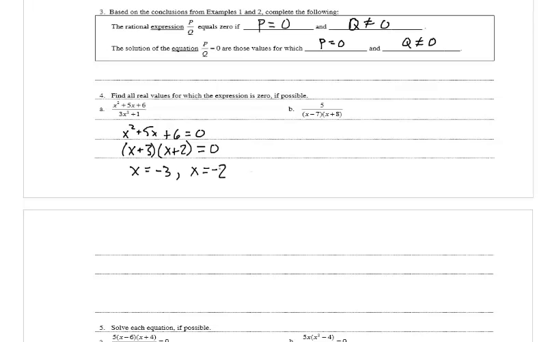And now we need to take a look and see if these values make the denominator equal to 0. And here we have 3x squared plus 1. And if we square the x term, it's going to make it positive, and it's times a positive number and plus 1. So this denominator can never equal 0. So this expression is equal to 0 at negative 3, negative 2. In the next expression, I have 5 divided by x minus 7 times x plus 8. And if we were to set the numerator equal to 0, it's just 5. And since 5 can never be 0, there are no x values that make this expression equal to 0.